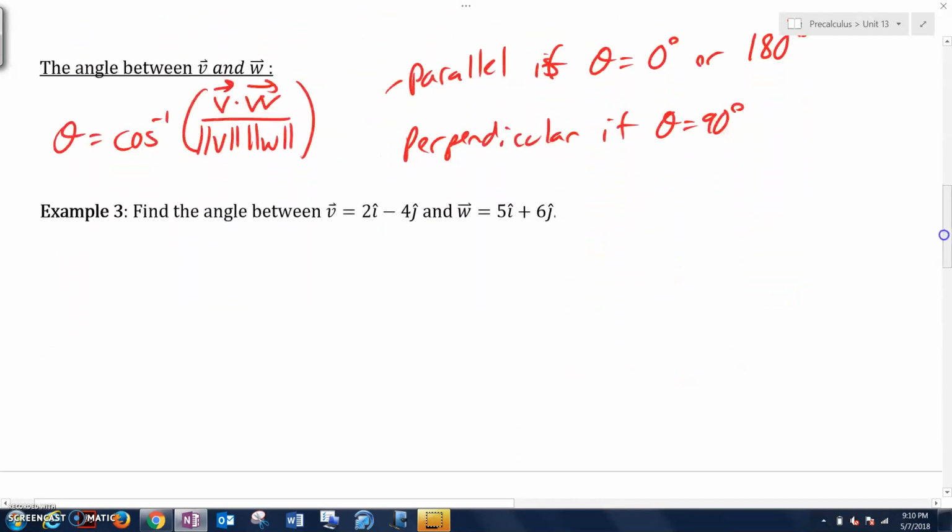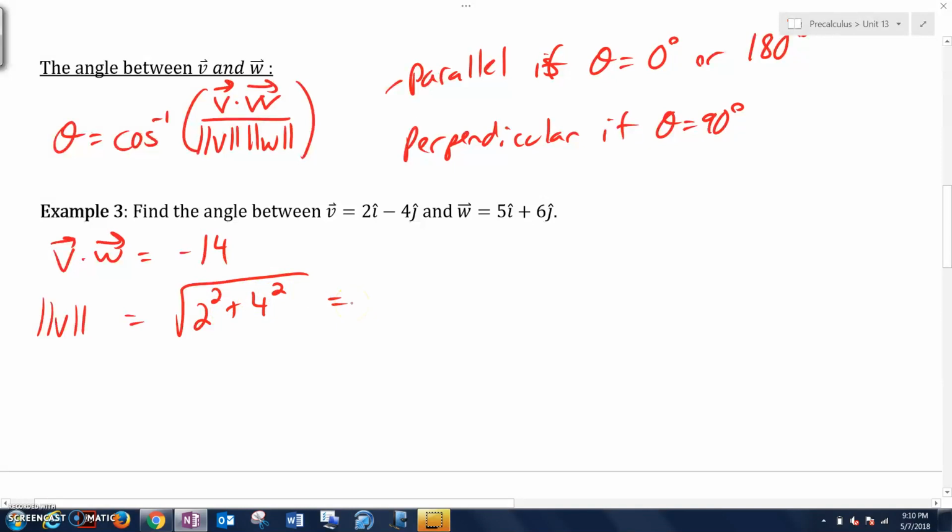So it says find the angle between these two. Well, we already know that the dot product of these two, because this was example 2, is equal to negative 14. Now we need to find the magnitude of v. Well, the magnitude of v, we've done magnitudes before. It's the square root of the square of the two components added together. So it's 2 squared plus 4 squared.